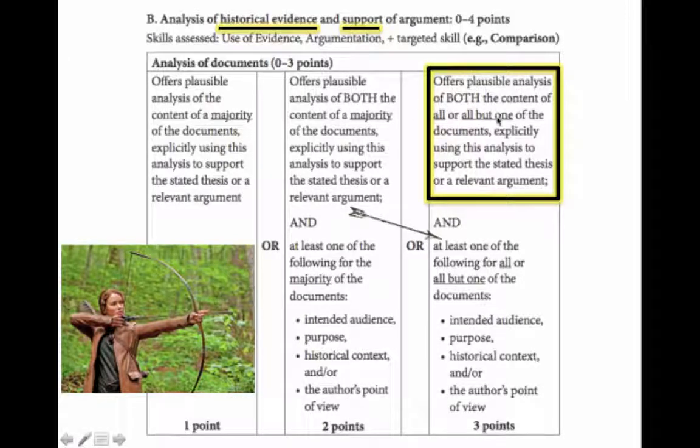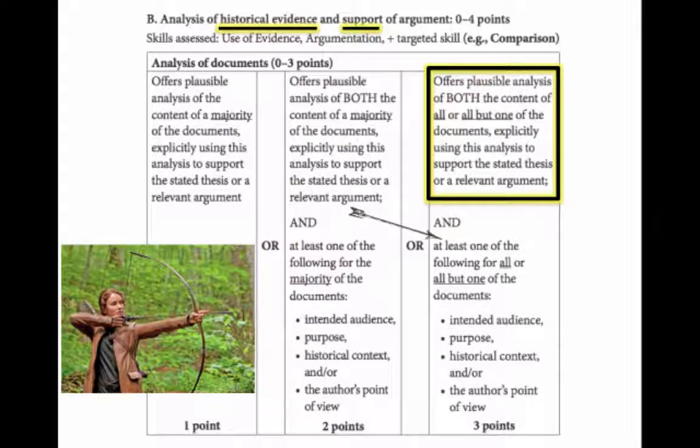So if you do all but one and you use those to support your thesis, you get that point, but you also got to do this. When you are using your documents, you need to show at least one of these skills. You need to talk about what is the intended audience of the document. That's one option. The purpose of the document, the historical context in which the document was written, or the author's point of view. So if you do any one of those in your analysis while supporting your thesis, you can get the full 3 points.